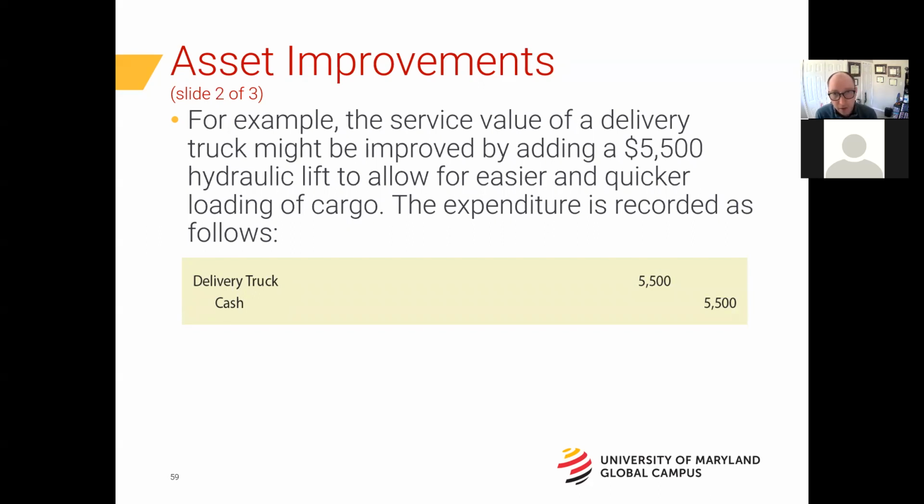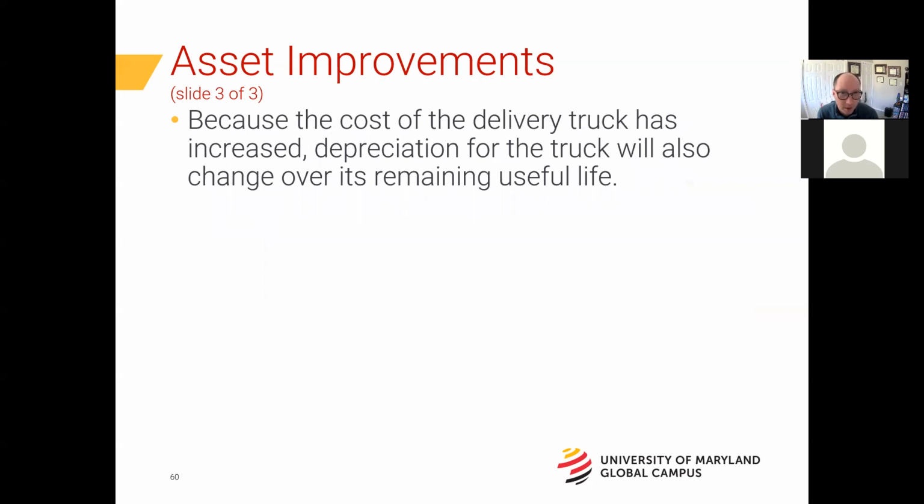Let's see. Okay, we put a new hydraulic lift on a delivery truck. That is an asset improvement. It adds value to the asset. And so it's 5,500. We debit delivery truck, which is our existing asset, 5,500. That increases the value of the delivery truck. And we credit cash, because we paid for it. And of course, with that improvement, the depreciation amount will change over its remaining useful life.